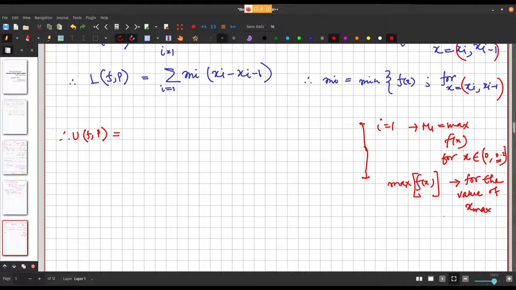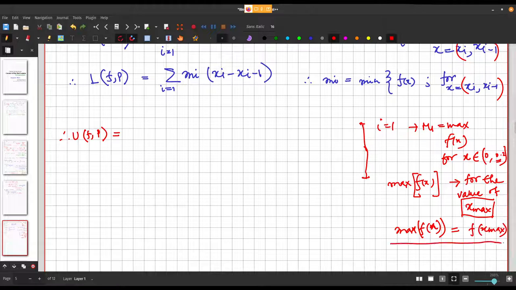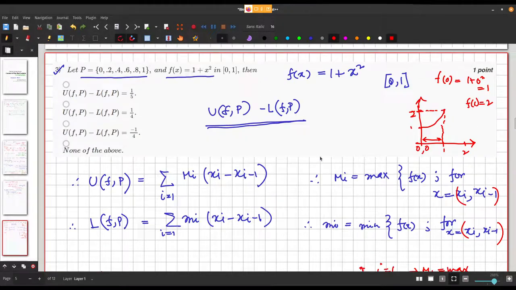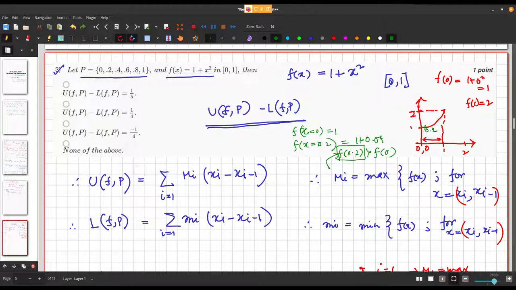for the value of x max, the upper bound of the interval that we are checking, and the max of f(x) in that interval is obtained like this. For example, if we are looking at the interval from 0 to 0.2, then at 0, f(0) is 1, but f(0.2) is 1 plus 0.04. So f(0.2) is greater than f(0), so f(0.2) takes the value of mi. Okay, I hope this is clear to all of you.